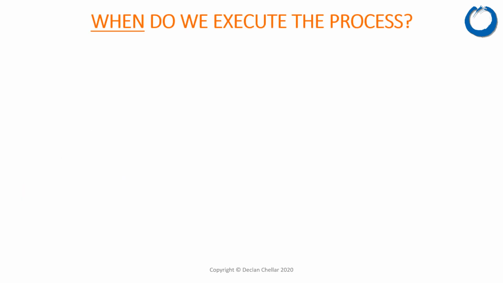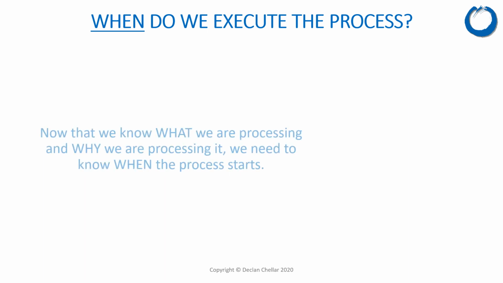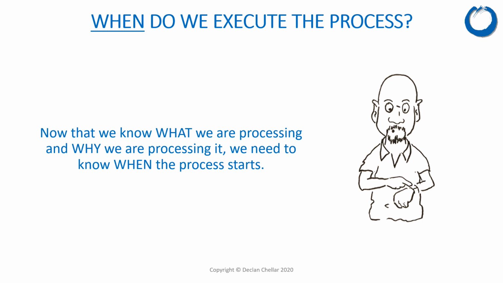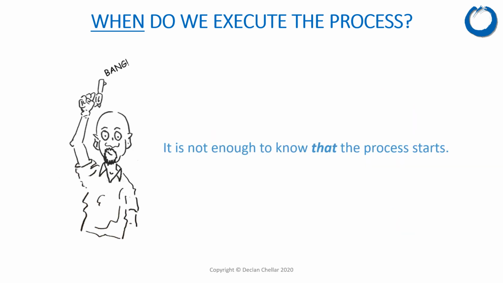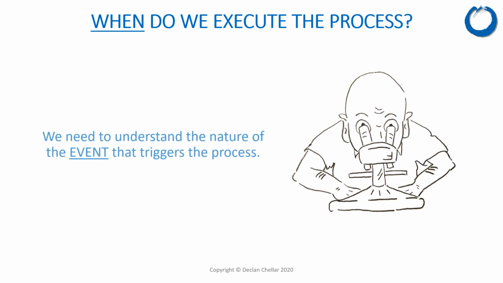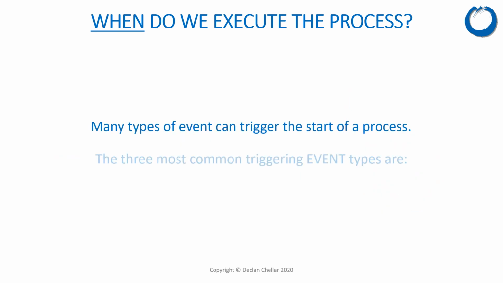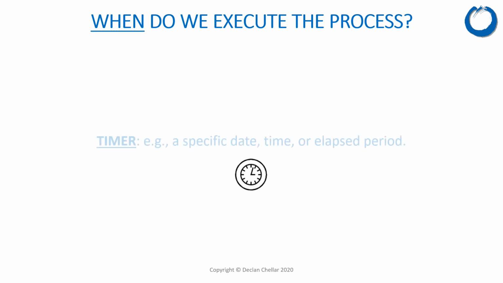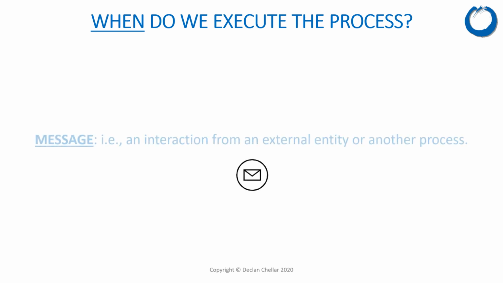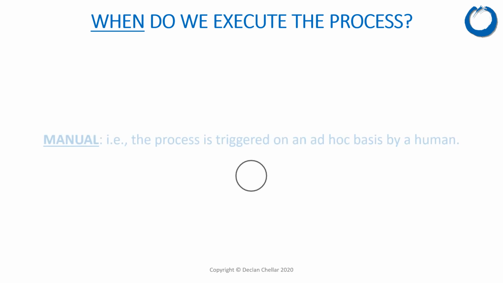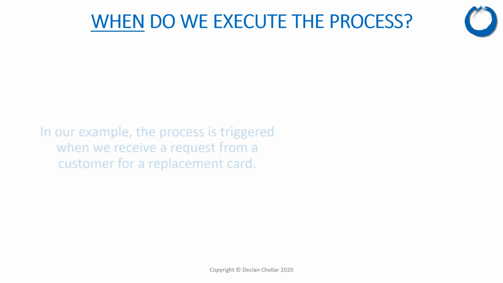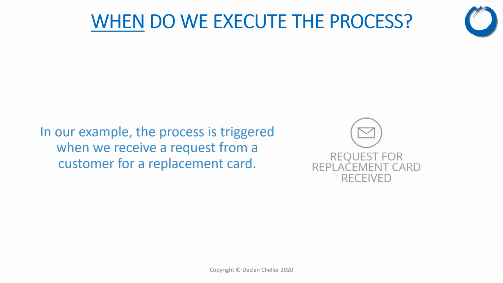When do we execute the process? Now that we know what we're processing and why we're processing it, we need to know when the process starts. It's not enough to know that the process starts. We need to understand the nature of the event that triggers the process. Many types of event can trigger the start of a process. The three most common triggering event types are timer, for example, a specific date, time, or elapsed period. Message, that is, an interaction from an external entity or another process. Manual, that is, the process is triggered on an ad hoc basis by a human. In our example, the process is triggered when we receive a request from a customer for a replacement card.